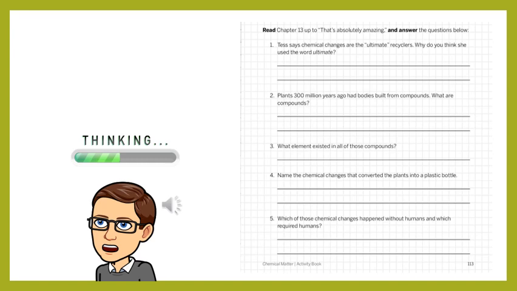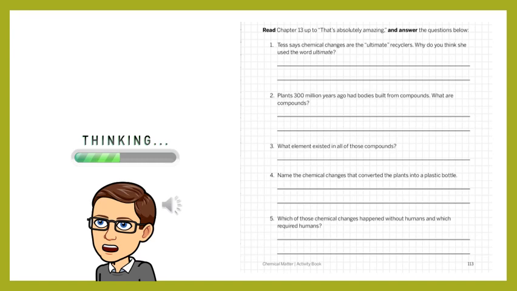Number 2. Plants 300 million years ago had bodies built from compounds. What are compounds? We've talked about compounds in the past. You might want to go back and look at some of your notes. Number 3. What element existed in all of these compounds? This is just comprehension. They state it in the text. What element existed in all of these plant compounds? It's just one element name.